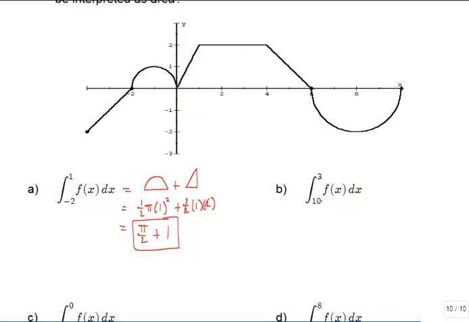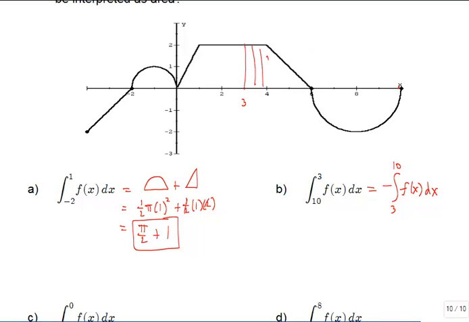But this time we want the integral from 10 to 3 of f of x dx. Now that should kind of bother you a little bit because you don't want the bigger number on the bottom bound and the smaller number on the top. We like to go in order from left to right. So the very first thing I'm going to do is switch these bounds around, so I have the smaller number on the bottom, the bigger number on the top. But in order to do that switch, we need to counterbalance with a negative.